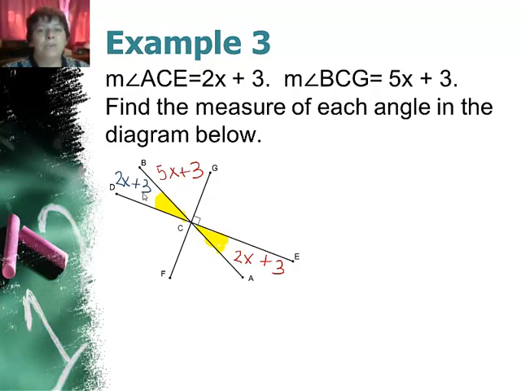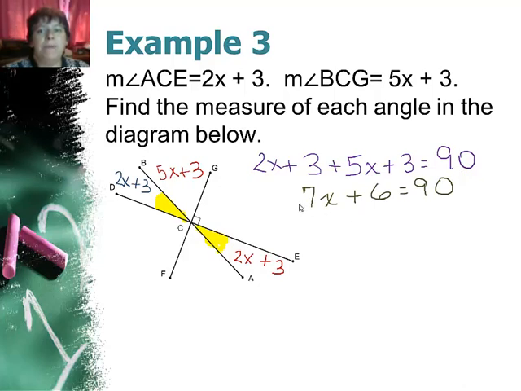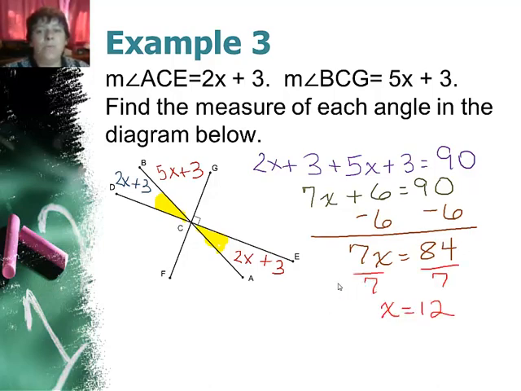Now that I have these two right next to each other, they're adjacent angles, I can see that they're a special angle pair that adds up to 90 degrees. So I set up an equation saying 2x plus 3 plus 5x plus 3 equals 90. Simplify my terms, 7x plus 6 equals 90. Then I can subtract 6 from both sides, so 7x is 84, which means that x is 12 when I divide both sides by 7. That gives me x, but I want the measure of every single angle in this picture. So what I'm going to do is put that value of x back into the angles.